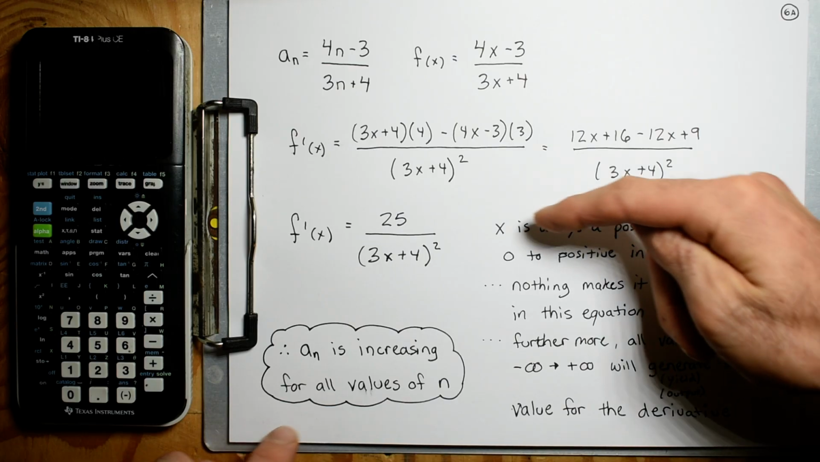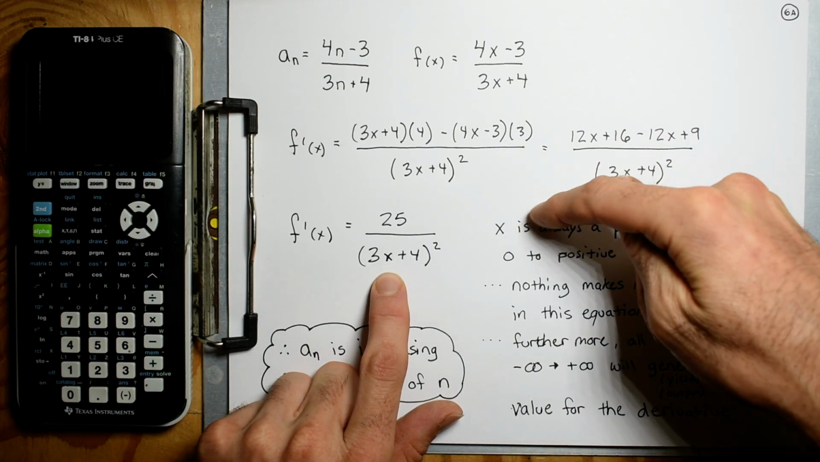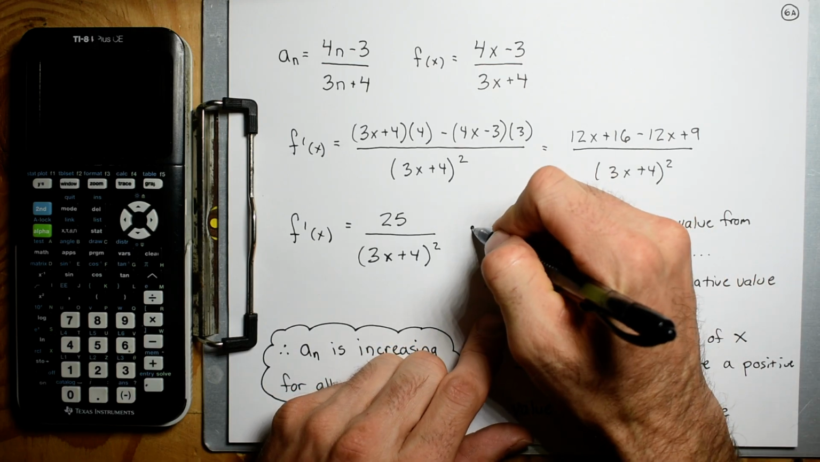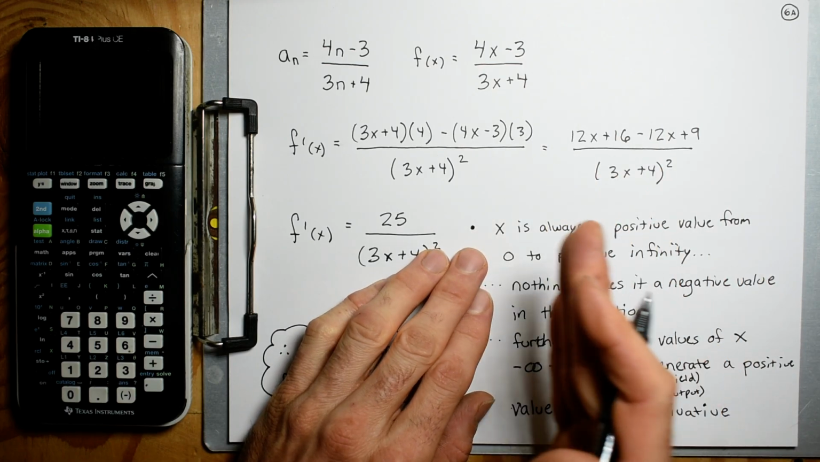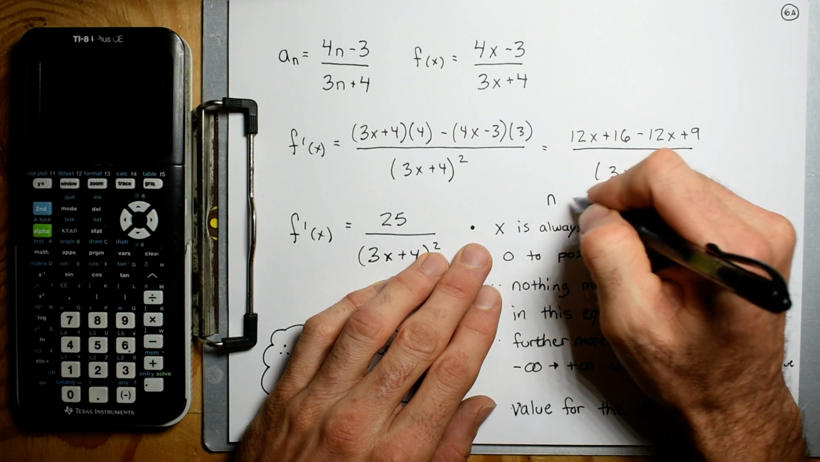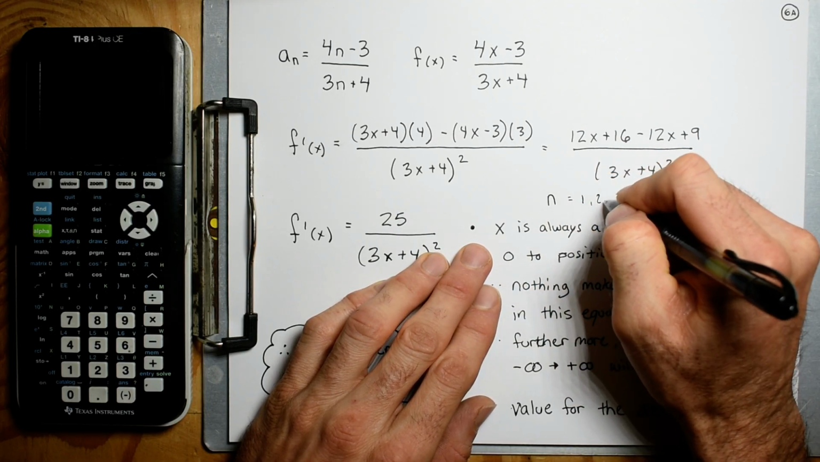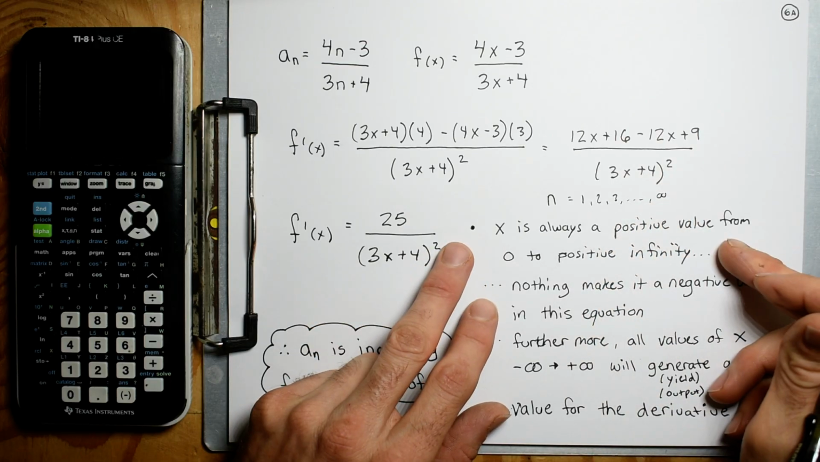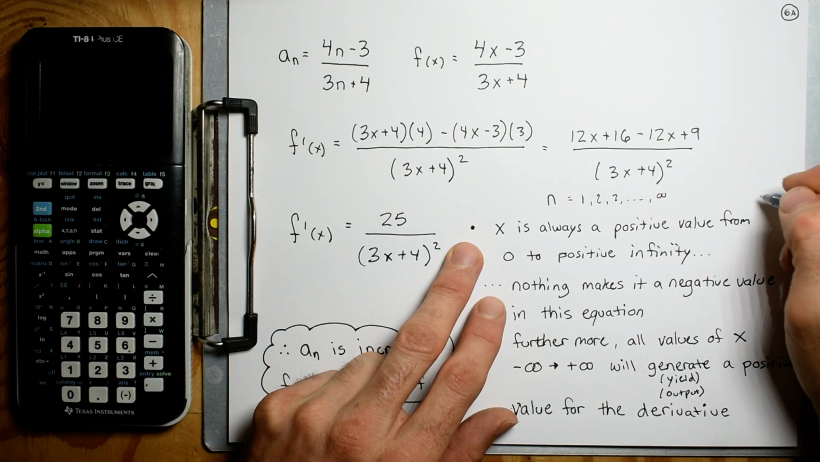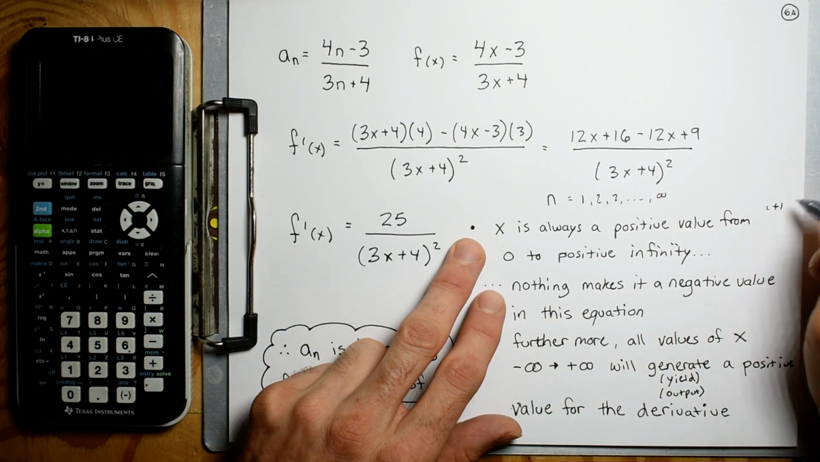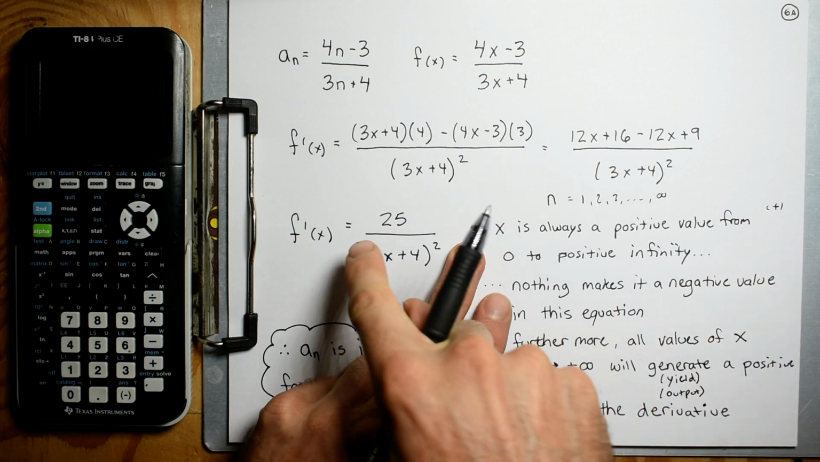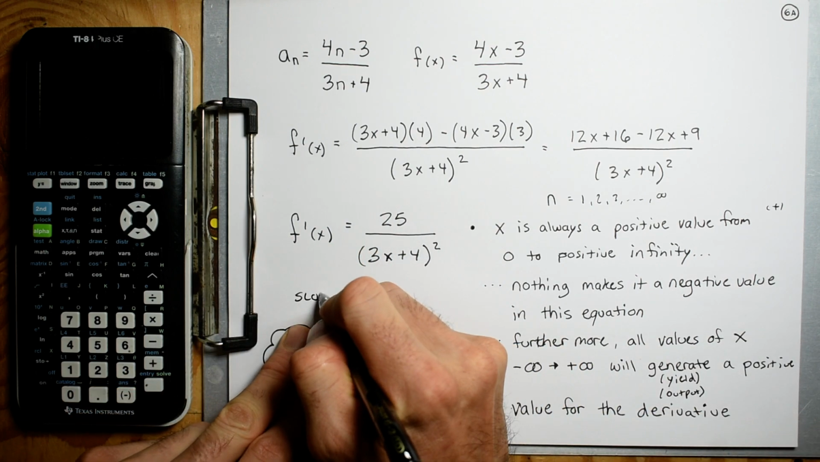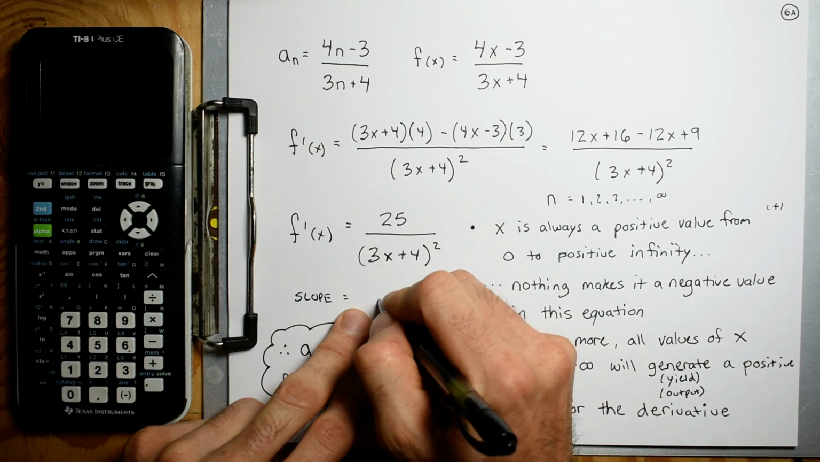So let's see what we do. x is always a positive value from 0 to positive infinity. So that's kind of the first point. Our values are always positive, 0 to positive infinity, because our n values are going to be integers, 1, 2, 3, all the way up to infinity. So this is our check 1. This is representing the slope. Check 1 is always going to be positive.